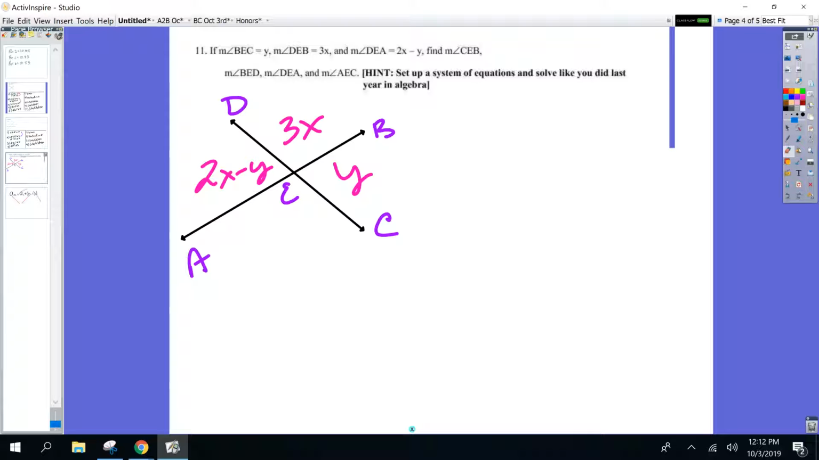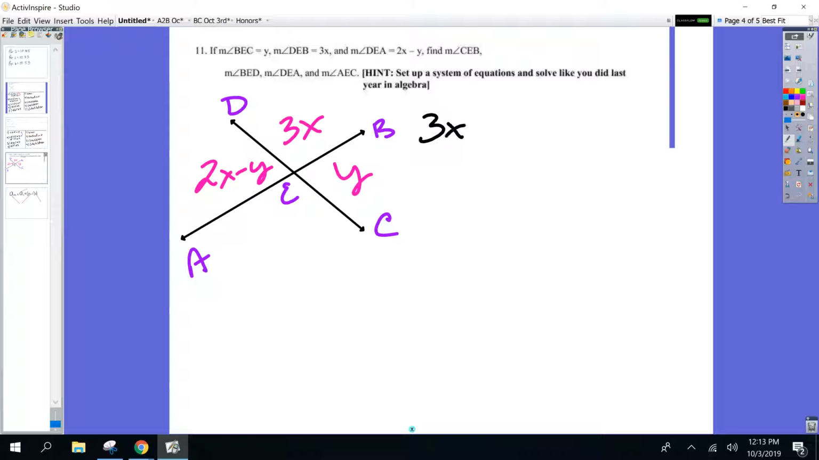All right, here we go. So yeah, I gave you a hint. You're going to have to set up a system of equations. What's the relationship between these two? Supplementary. What's the relationship between these two? Supplementary. What's the relationship between these two? Vertical, so they're equal. So you could have set up 2 different equations. Anyhow, I'm going to set up the easiest one, and hopefully you'll see right away why I chose to do it this way. What do you know about these two, the 3x and the y?